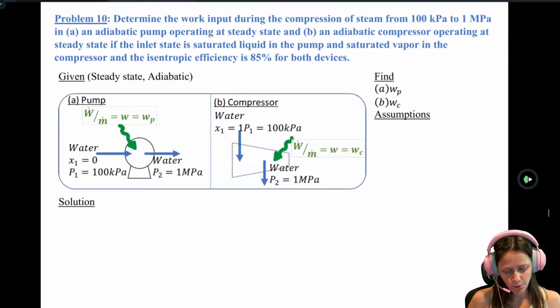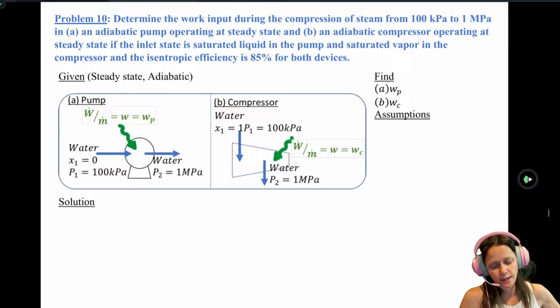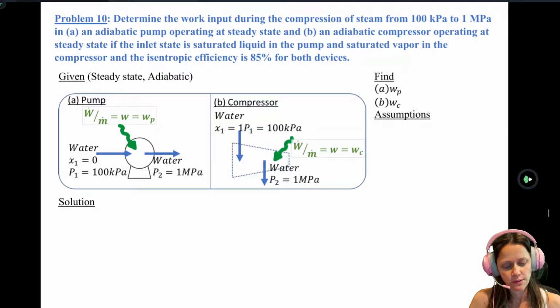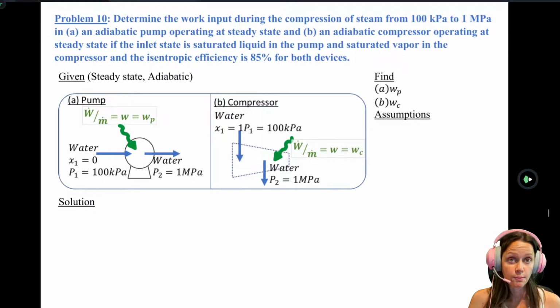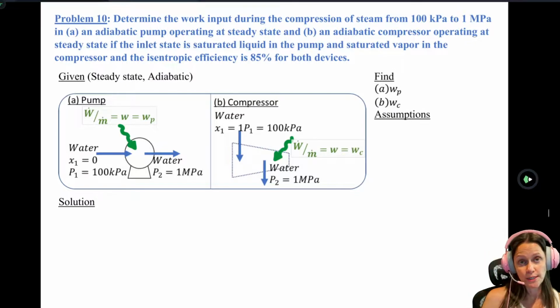All right, hello everyone. So problem 10: determine the work input during the compression of steam from 10 kilopascals to 1 megapascal in an adiabatic pump operating at steady state and an adiabatic compressor operating at steady state. So we're given a pump and a compressor for cases A and B. You're still compressing water from P1 to P2, but the only difference is that you are compressing liquid in the pump and then you are compressing gas in the compressor.